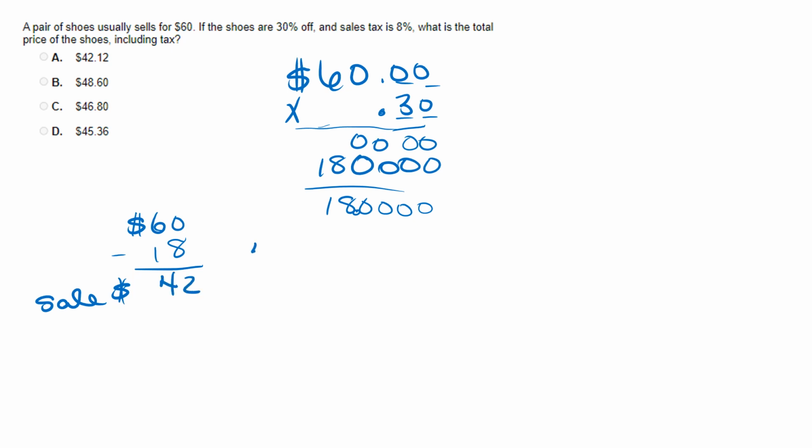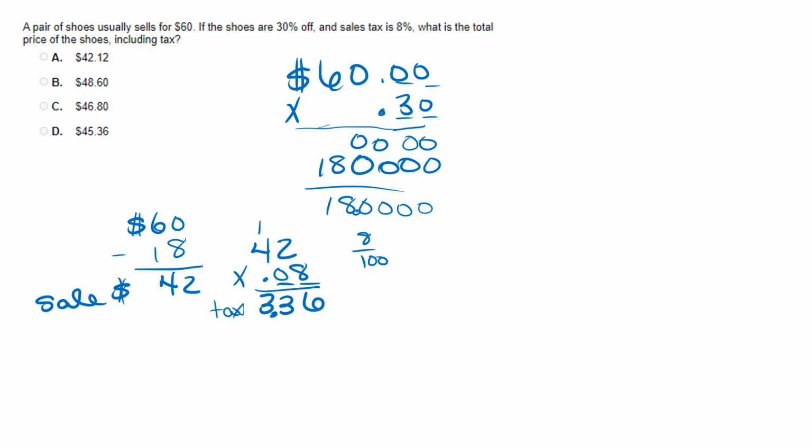Now I'm going to take my $42 and I'm going to multiply it times the sales tax. That's 8 over 100, or 0.08. Okay, so I'm going to multiply. 8 times 2 is 16. 8 times 4 is 32, plus 1 more is 33. Okay, and I've got 2 numbers after the decimal. So I have 2 numbers in my answer. So the tax is going to be $3.36.